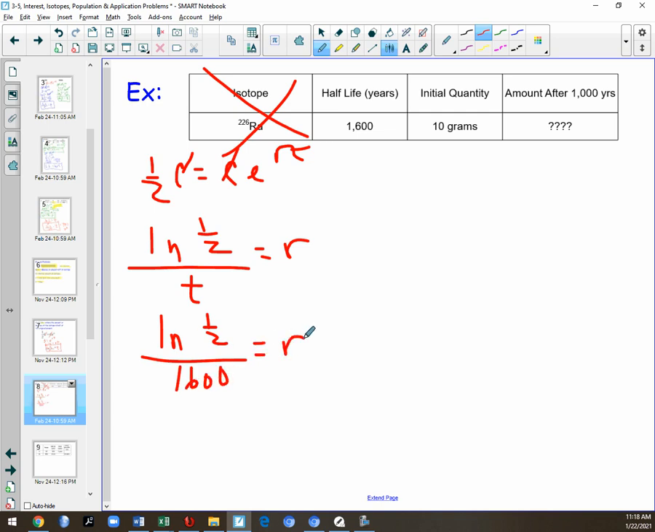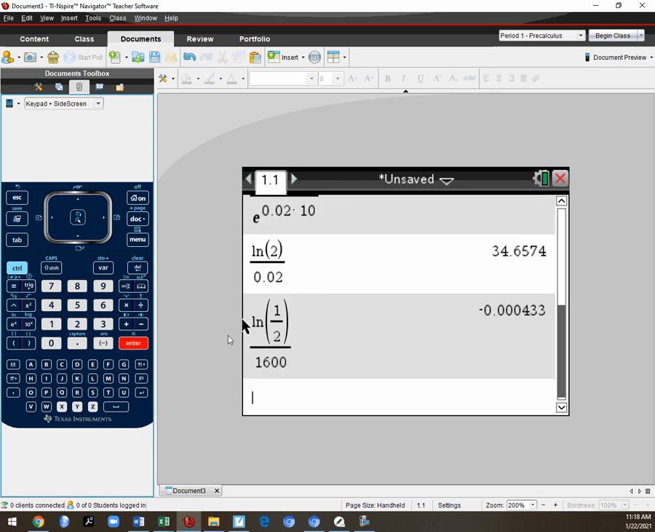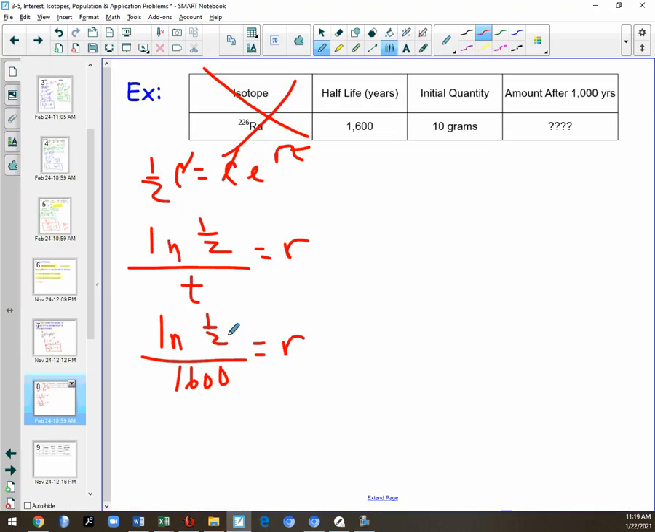So if I come over to my calculator and type that in, the natural log of 1/2 divided by 1,600, and hit enter, you get this really long decimal. I'm going to arrow up one time. For our purposes, you're going to say that it is a negative rate, meaning it's declining and decreasing. So it's negative 0.00433.